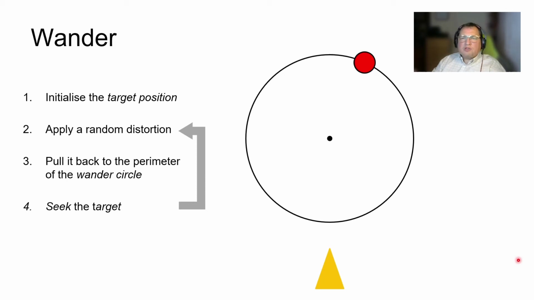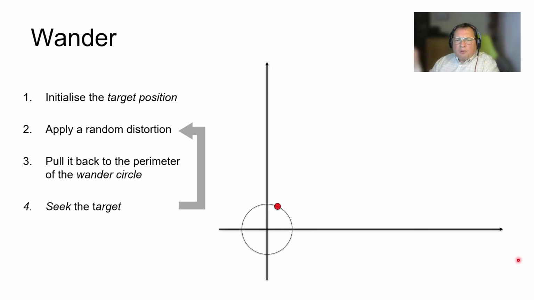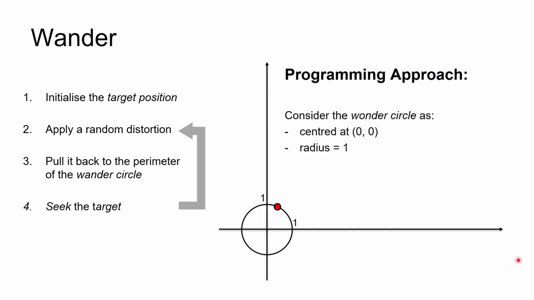Okay, so all this looks pretty much logical, but the big question is what kind of programming approach we should apply to get all this working in C++. So, the programming approach is based on two considerations. First of all, the Wander circle will be centered at the position 0, 0 of the coordinate system, and its radius will be equal to 1.